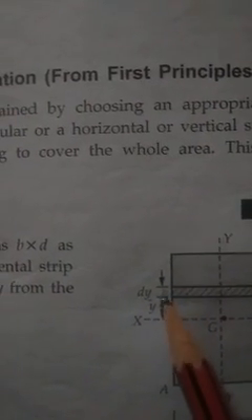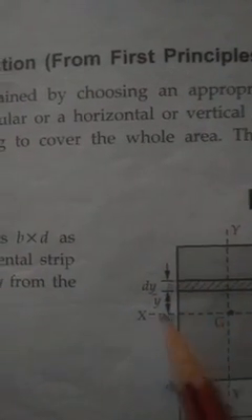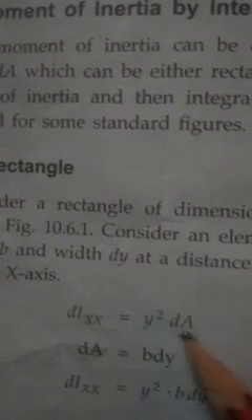So here I have written dIxx equal to y square into dA. The distance from the elemental area to the reference axis is y, so that is y square, into dA, according to the standard definition of moment of inertia. So dI with respect to the x axis is equal to y square into dA.